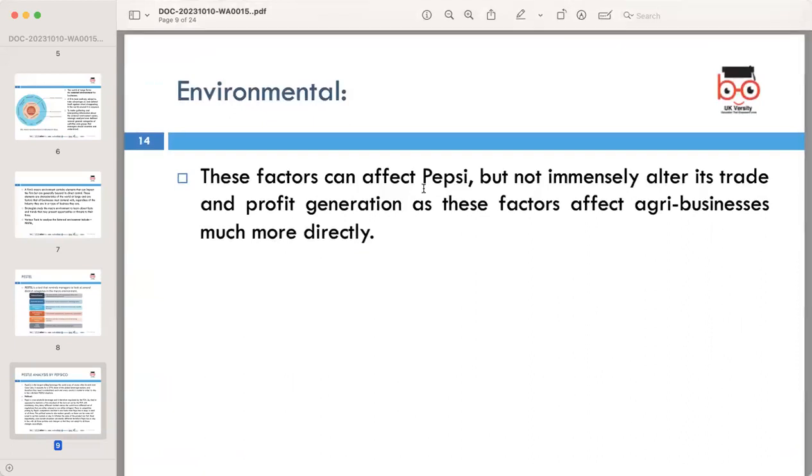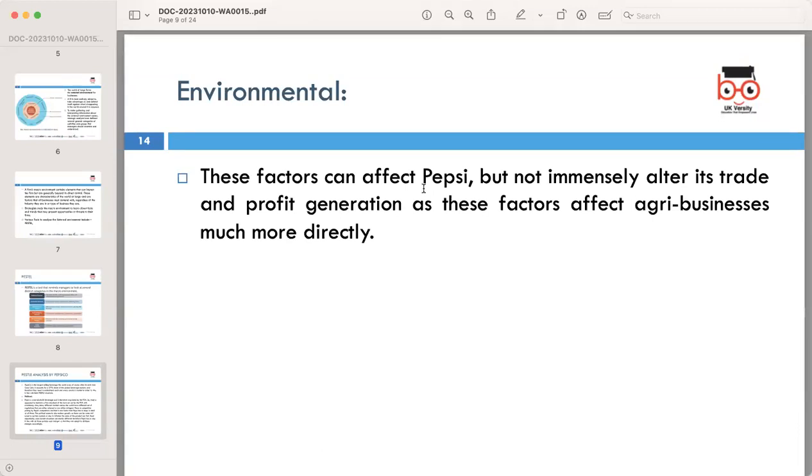Environmental factors can affect Pepsi but not immensely alter its trade and profit generation, as these factors affect agribusiness much more directly. So while environmental factors can affect Pepsi to some extent, they do not have a transformative impact on its trade and profit generation. These factors often have a more direct influence on agribusinesses and industries closely linked to agriculture and natural resources.